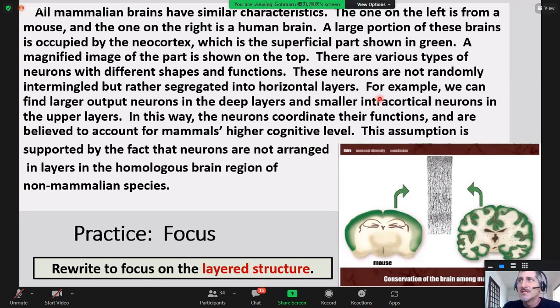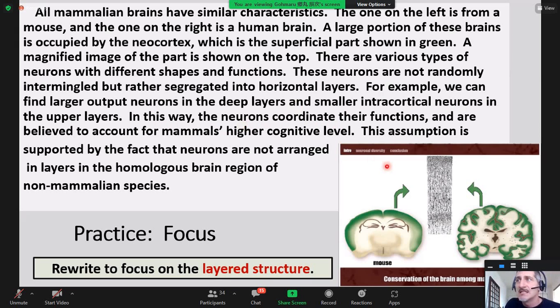Next sentence. For example, we can find... We is the subject, but this is one where the subject is not in the strongest position. We can find. What do we find? This is what our brain is automatically listening for. And the answer is we can find larger output neurons and smaller neurons. So again, neuron is in the strongest position. Next sentence. In this way, the neurons coordinate their functions. So here the subject with the important verb is again in the strongest position, and it is neurons.